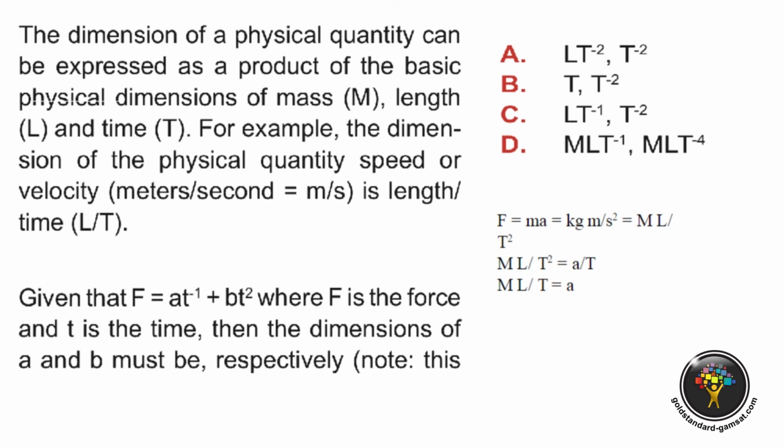Next, we need to work out B. Again, that term with B must be equivalent to force, because we're adding apples and apples, or oranges and oranges. So they must be equivalent in terms of their units. So for B, we get B, and I'm going to convert the small t for time to the big T, which is the units that we're working with now.